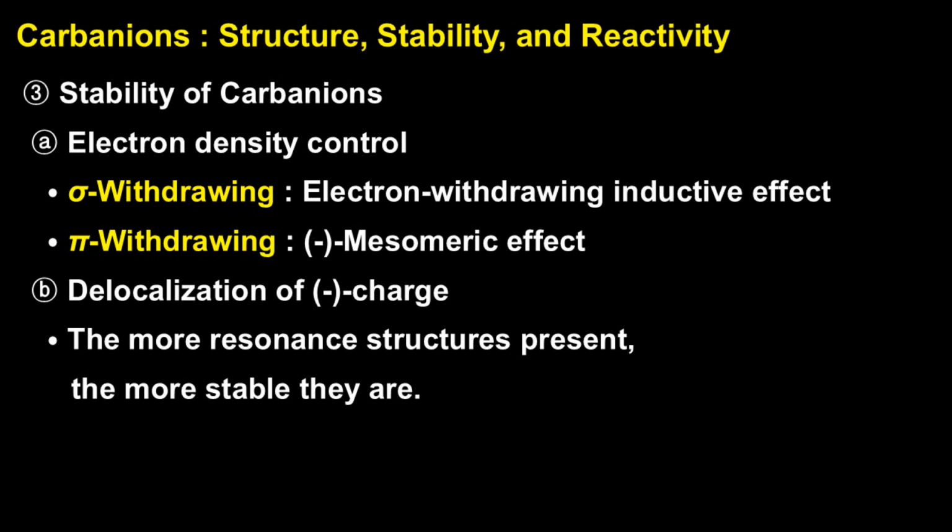Now, the second factor is resonance. If the negative charge can be spread out over more than one atom, that's a big win for stability. A great example of this is enolates. In an enolate, the negative charge isn't stuck just on carbon. It's delocalized between the oxygen and the carbon. And that sharing of charge makes the entire system much more stable.